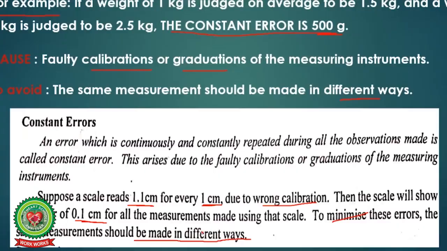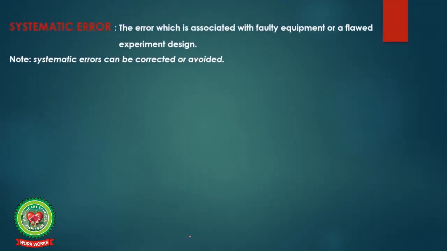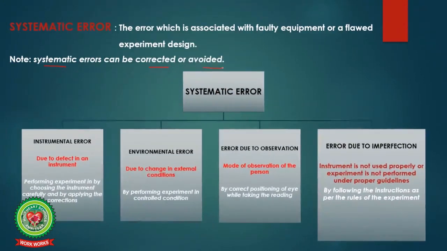Okay. Now come to the next type of error, which is systematic error. The error which is associated with faulty equipment or flawed experimental design. It means there are a number of reasons for which systematic error may occur. But one thing you should note that systematic errors can be corrected or avoided. But there are different types of systematic error. Let's see. Systematic errors are further classified into 4 types already discussed.